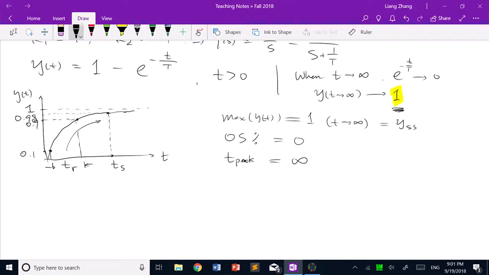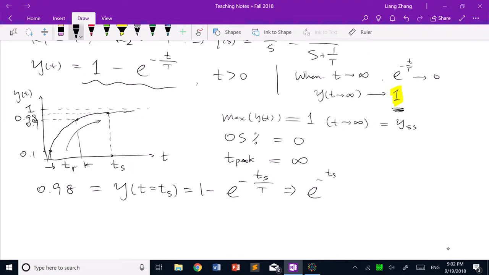So let's start with the settling time. How to calculate the settling time? From this graph, I want to have 0.98. Let's do this step by step. It should be equal to my output when t is equal to my settling time. I will solve for the settling time, but I can plug that into the equation of y of t. So 1 minus e to the negative ts over capital T. And also it's equivalent to e to the negative ts over T is equal to 0.02.